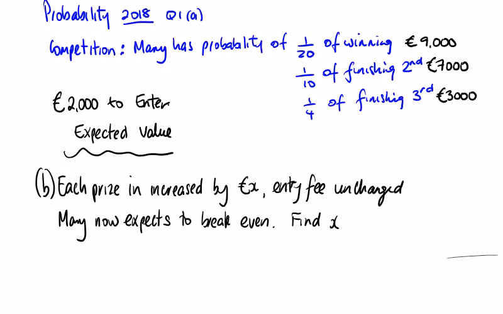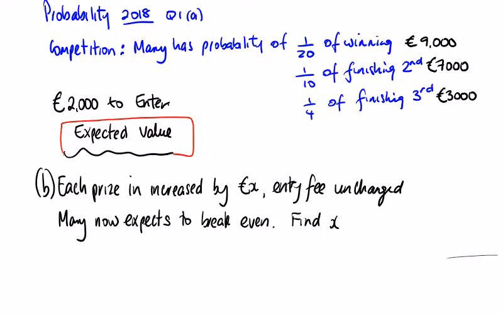Okay, so probability 2018. We are told Mary's entering a competition. She has a 1 in 20 chance of winning 9,000, a 1 in 10 chance of finishing second and winning 7,000, and a 1 in 4 chance of finishing third, and she gets 3,000. This is an expected value question. The question asks how much she would expect to lose.